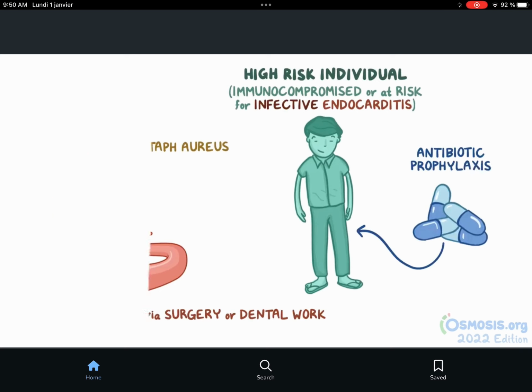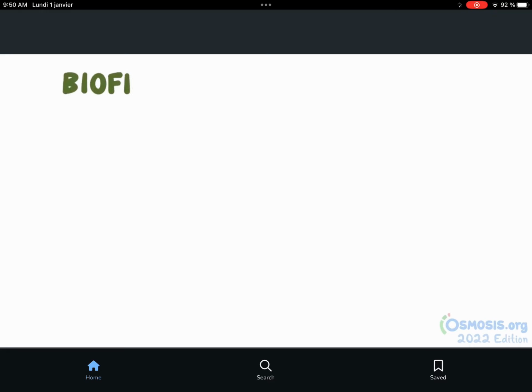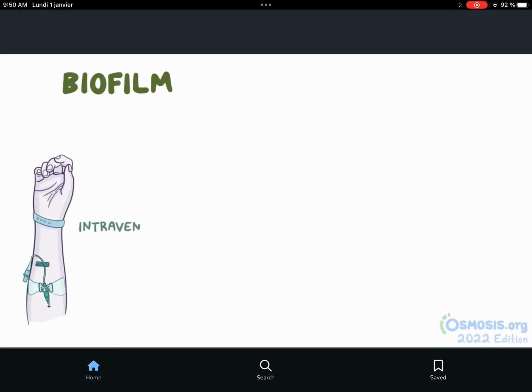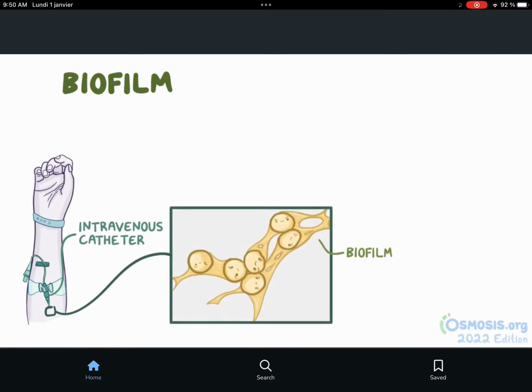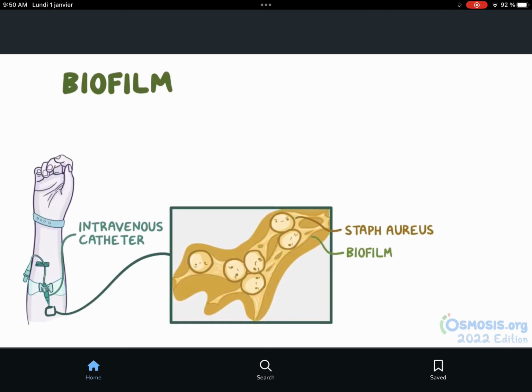Another property of our golden staph is its ability to create biofilm on medical implants like indwelling intravenous catheters, prosthetic heart valves, and artificial joints. The biofilm is essentially a layer of slime within which the Staph aureus live. It forms when a cluster of Staph aureus adheres to a surface, either a natural one like the surface of a valve or an artificial one like the surface of a catheter.